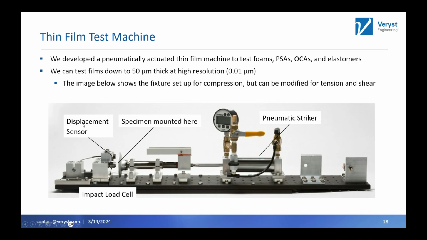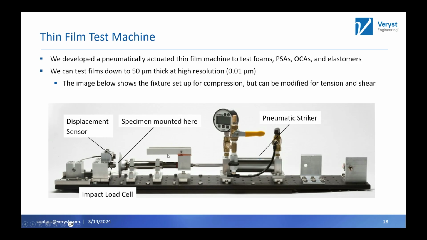And so you can see this down here, and it has a similar principle, except that instead of using gravity to drop all the weight on the specimen, we're using a pneumatic striker that uses compressed air and then a release, and it sends a pressure wave through the specimen. And this fixture right here is set up for compression. So the specimen would be mounted right here, and this platen would come down and compress the sample. And so there's an impact rate load cell underneath the sample, as well as this displacement sensor that basically tells us the position of the platen. And that's how we calculate the stress and the strain in the sample.